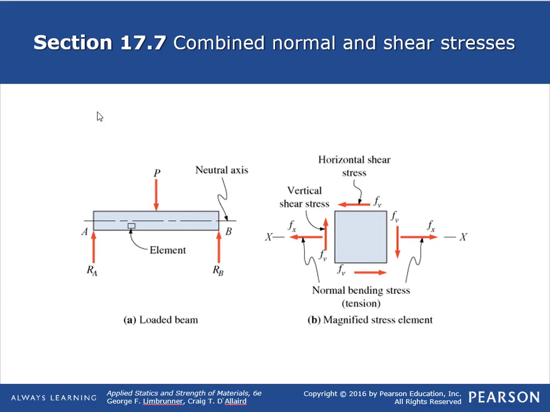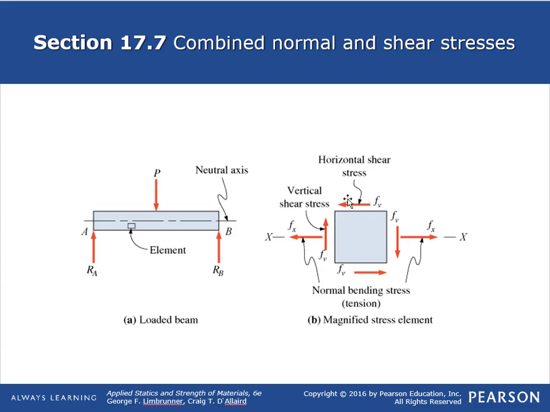Okay, so here we have a beam. We take an element out of it that is not on the neutral axis because the bending stresses are 0 at the neutral axis, and it's not at the outer fibers since the shear stresses are 0 out at the outer fibers. So what we have going on here is a horizontal shear stress and bending stresses. We've got horizontal shear stresses and then bending stresses.